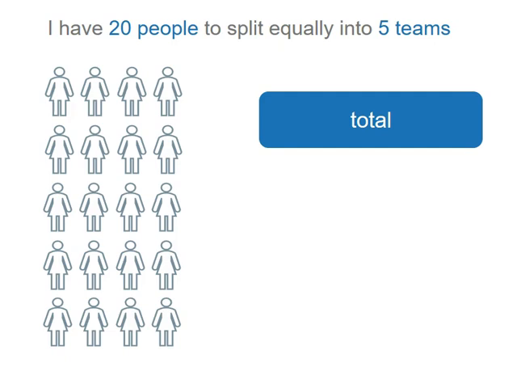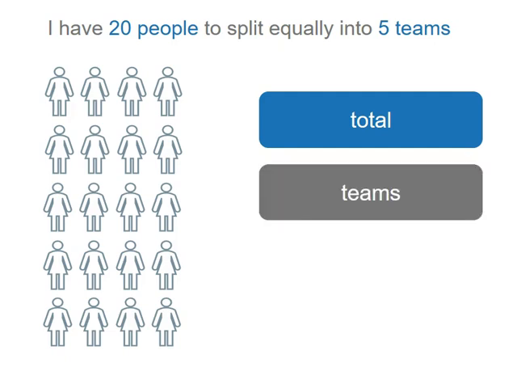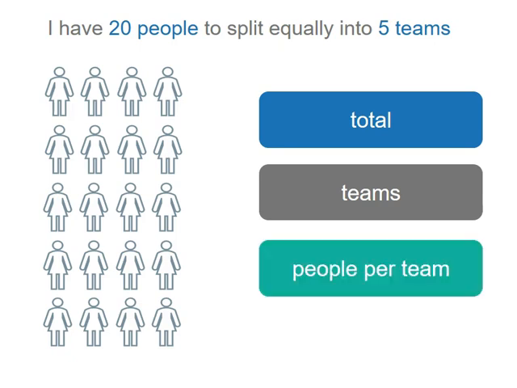What we need to do is think about the things that we know. Do we know the total? Do we know how many groups or teams we need to create? And do we know how many people per team? So there's always 3 things: the total, the number of groups, and the number of items per group. And in this example, the groups are our teams and the items per group are our people.